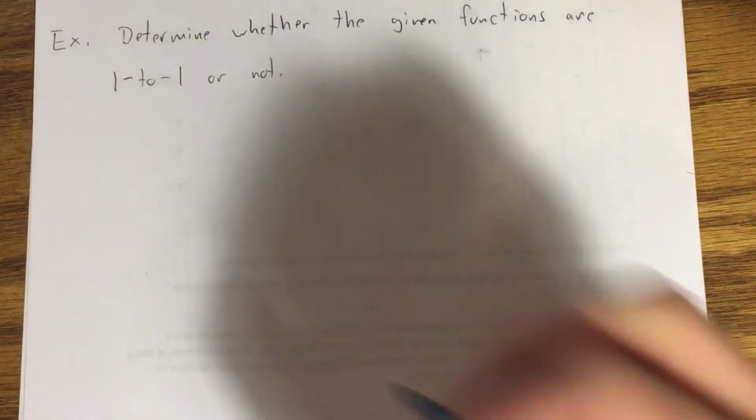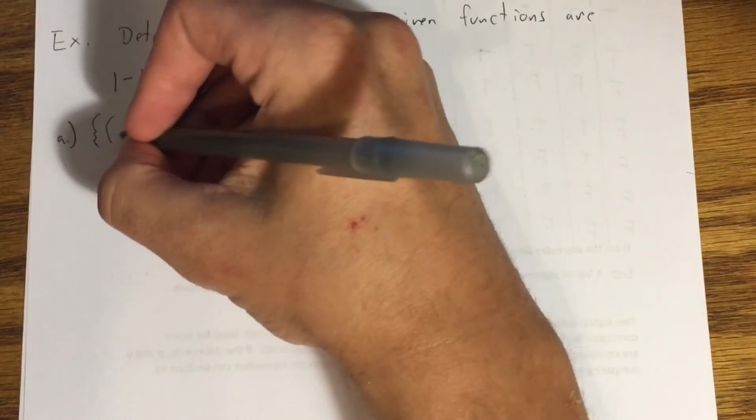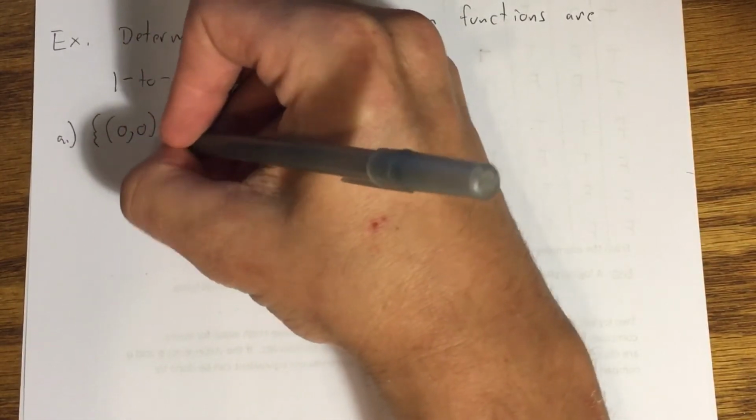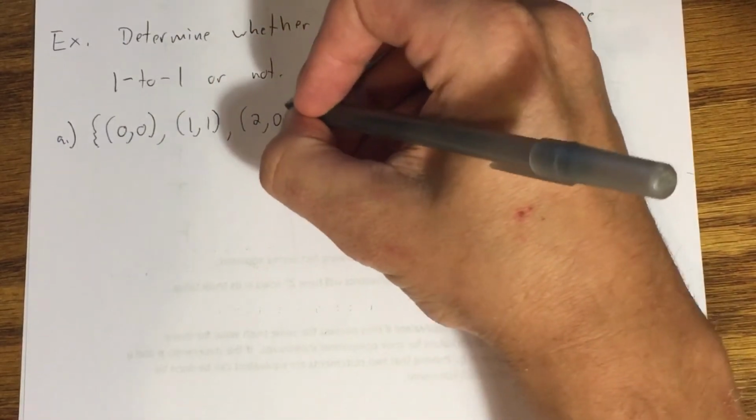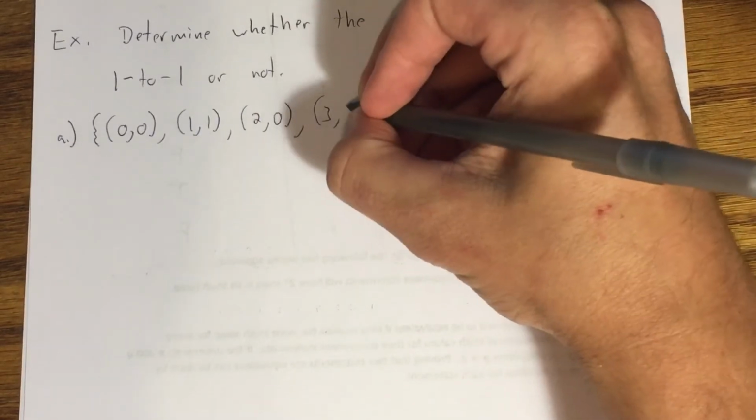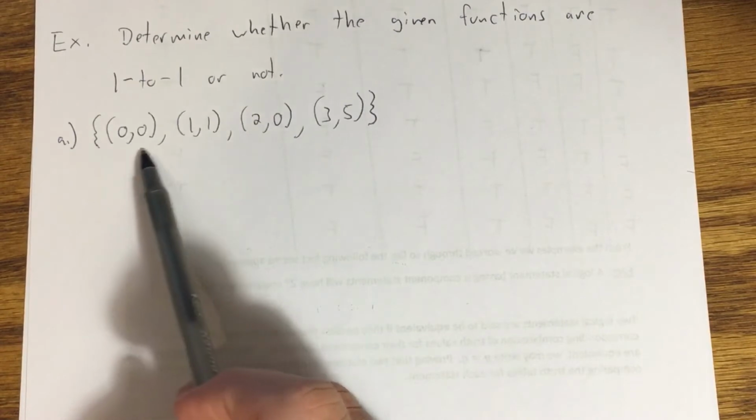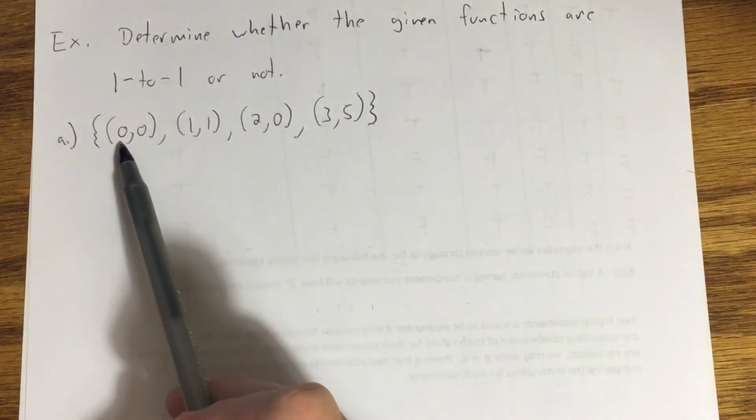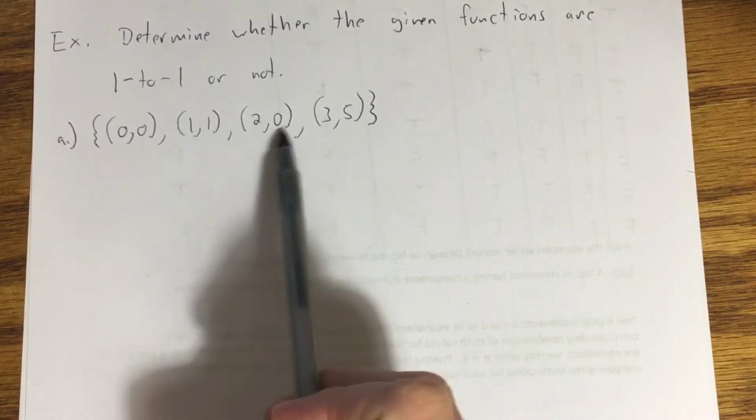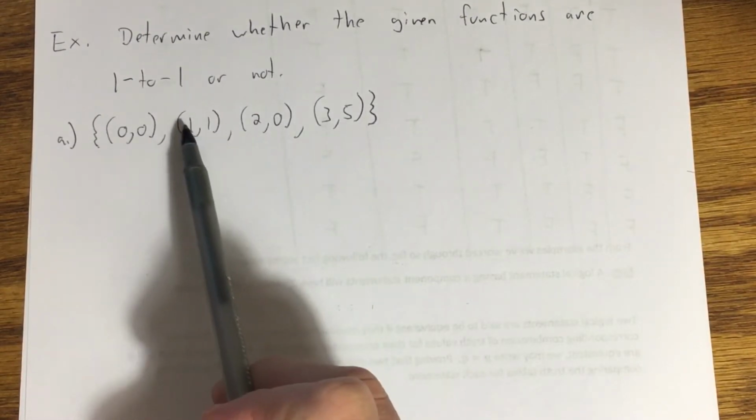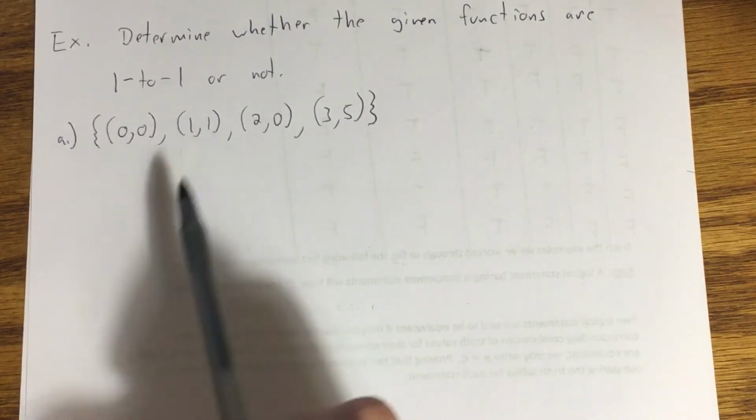Remember, we've said that functions can be ordered pairs. So for the first example, let's consider the following set of ordered pairs. 0, 0. 1, 1, 2, 0, 3, 5. Notice first of all that this is a function because every input, 0, 1, 2, 3, is only associated with a single output. I don't have 0, 0 and 0, 1, for example. We're not getting the same x values going to different y values.